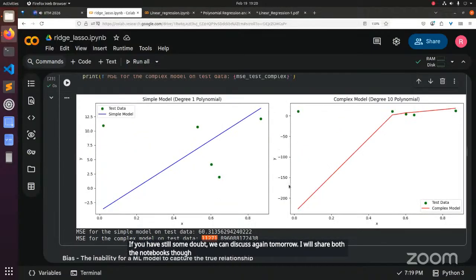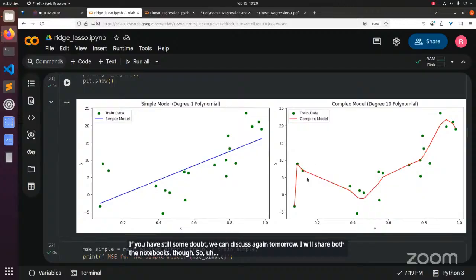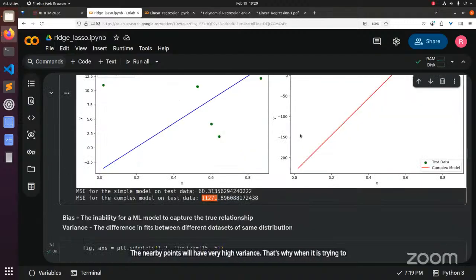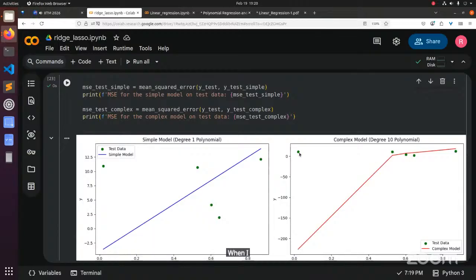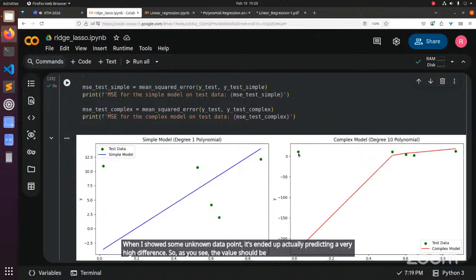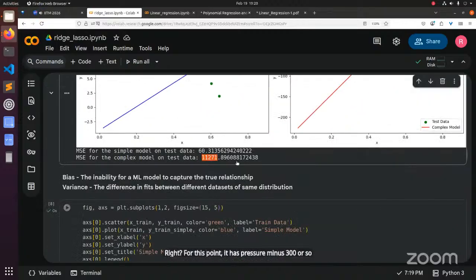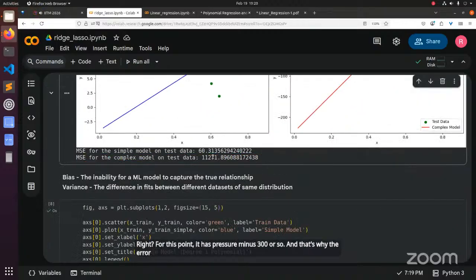Since this is a complex model, the nearby points will have very high variance. That's why when I showed it some unknown data point, it ended up predicting a very high difference. As you see, the value should be close to 0, but it has predicted somewhere around minus 300. For this point, it has predicted minus 300 or so, and that's why the error ended up blowing so high.